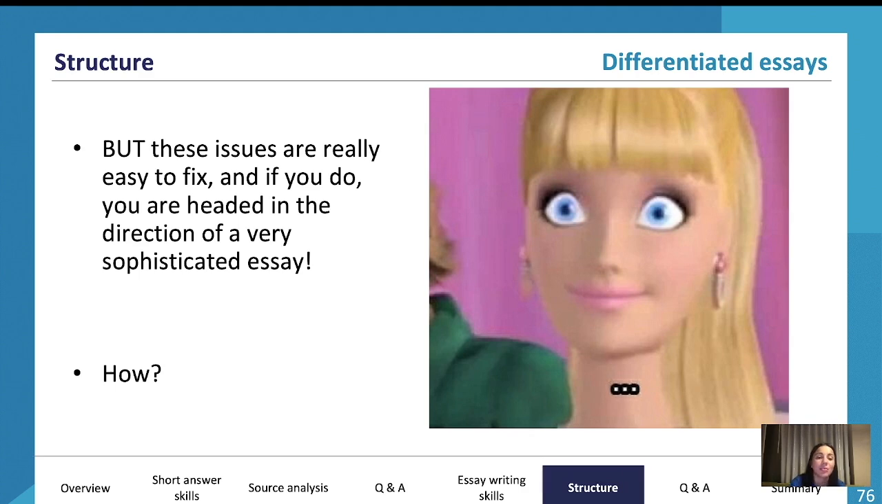But these issues are really easy to fix, and if you do, you're headed in a direction of very sophisticated essays, and a lot of Band 6 essays are written as differentiated essays. Don't get me wrong, there's thematic essays and factor essays that will still get Band 6s and can still get those marks, but a lot of Band 6 essays are written as differentiated essays just because it's a bit more of a complex structure to use. But I don't like talking about that and saying that too much because I don't want anyone to think, oh no, should I not do a thematic essay?